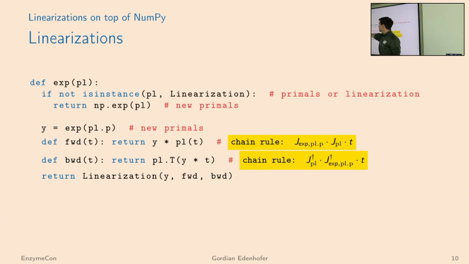And then we're going to amend the forward pass by multiplying our new linearized version of exp times the already existing linearization PL. And for the backwards pass, we're going to call the transpose of our linearization times our new Jacobian of the exponential function. So this already applies the chain rule within our overloading.